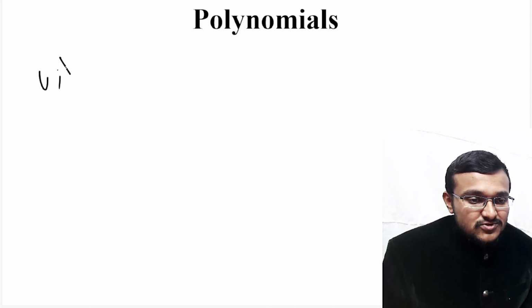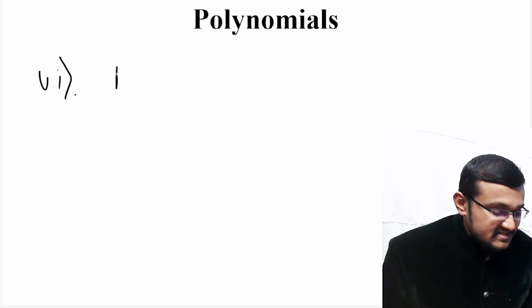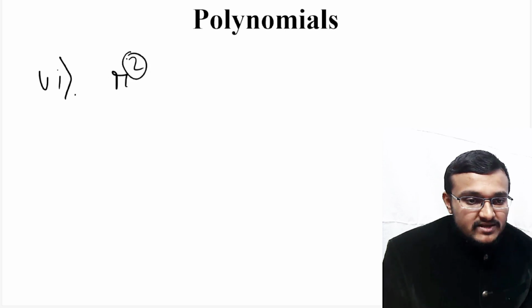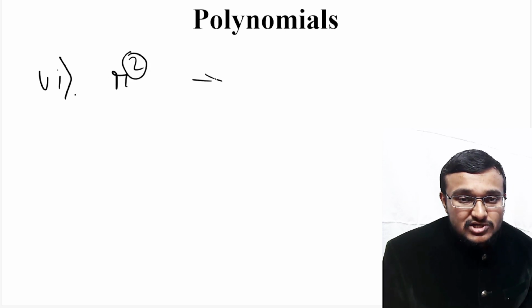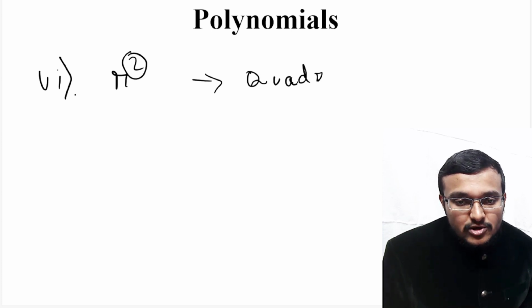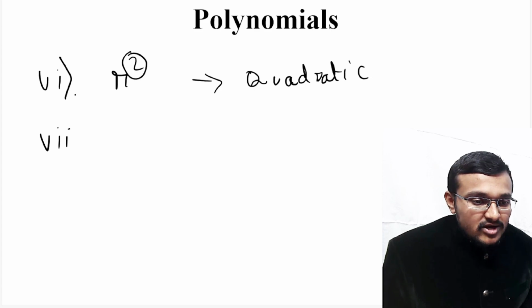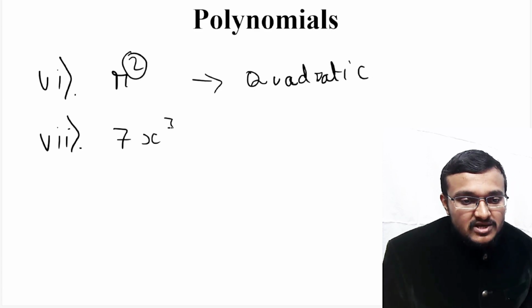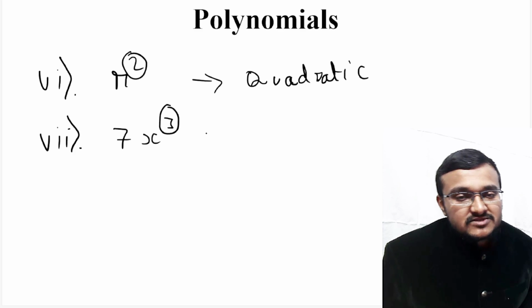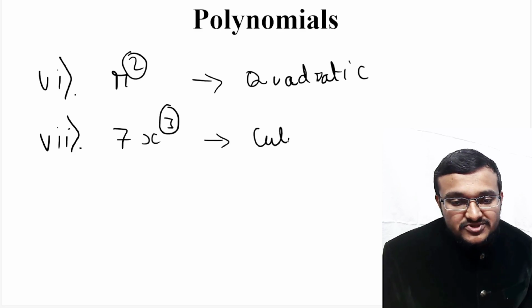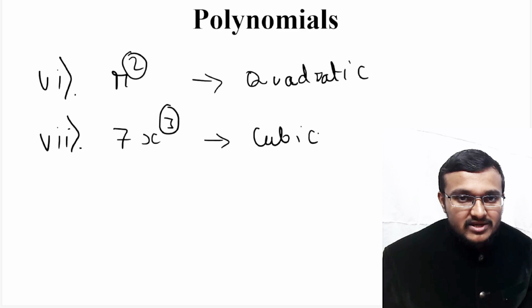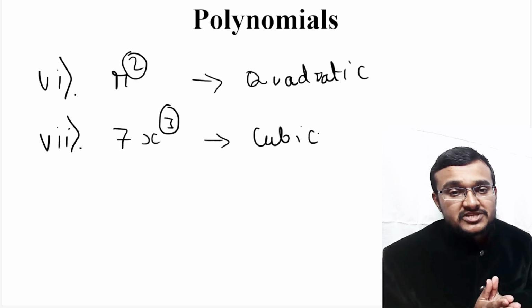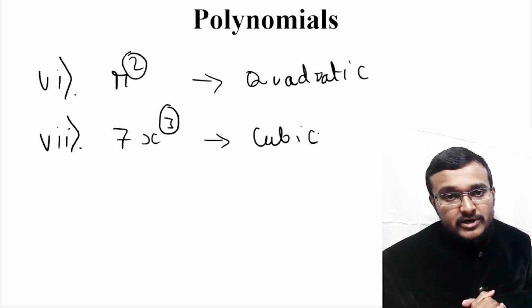Now coming to the sixth polynomial, that is r square. Here you can see the degree of this polynomial is 2. So this is also a quadratic polynomial. Now coming to the seventh polynomial, you have 7x cube. Here the degree of this polynomial is 3. So this is a cubic polynomial. Now I have solved all the questions which are there in this exercise 2.1.